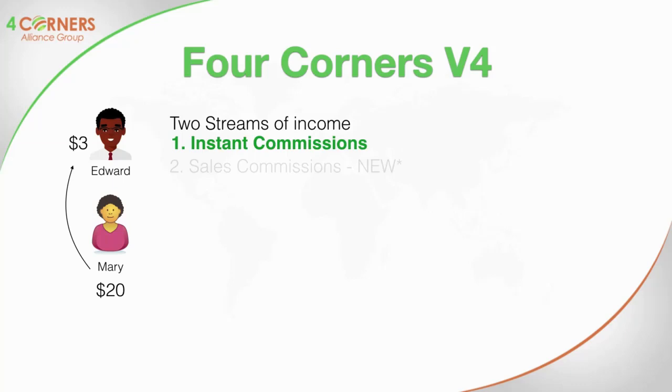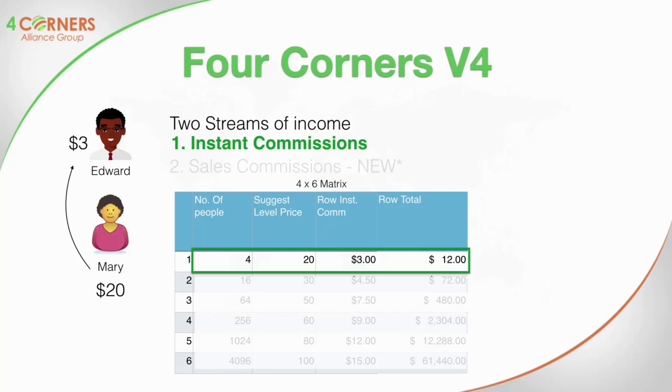Mary pays her $20, and Edward now earns a $3 instant commission for Mary's purchase. We've always had instant commission, so the only thing that's changed is the amount that Edward earns. As you can see here on the instant commission chart, on a 4x6 matrix, Edward can recruit 4 people on his front row. That means he's going to earn $3 off each person like Mary that he brings in on his front row, for a total of $12.